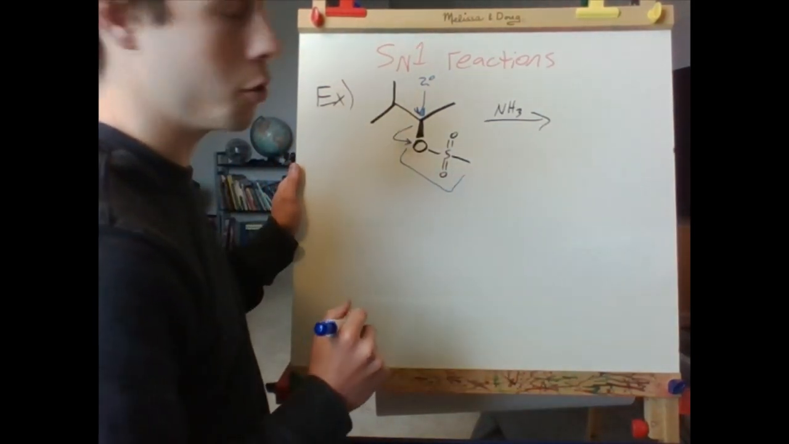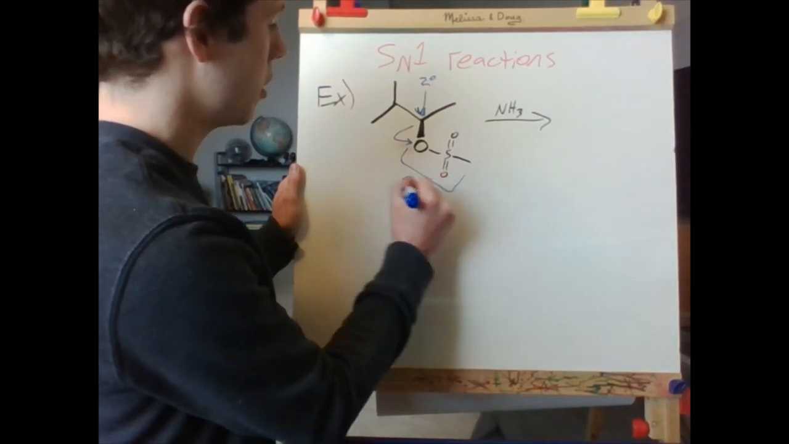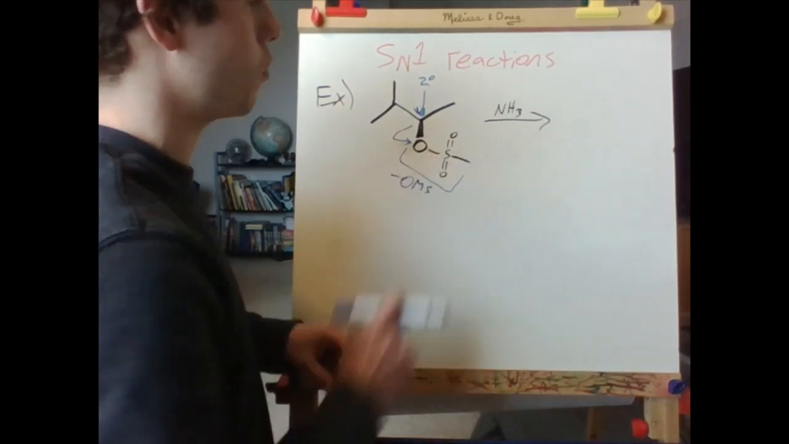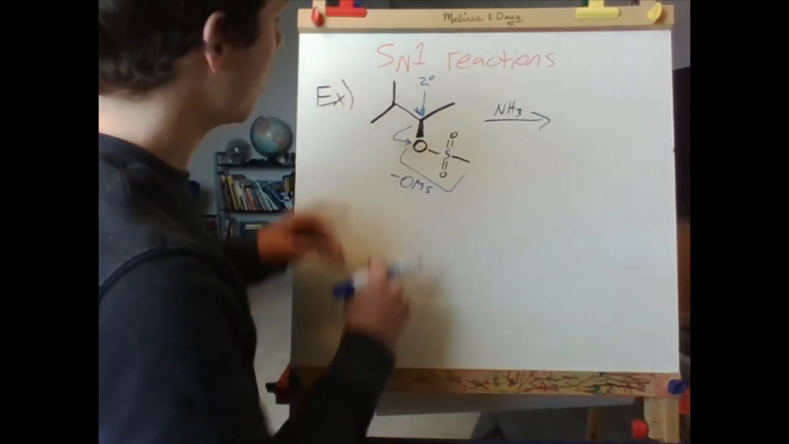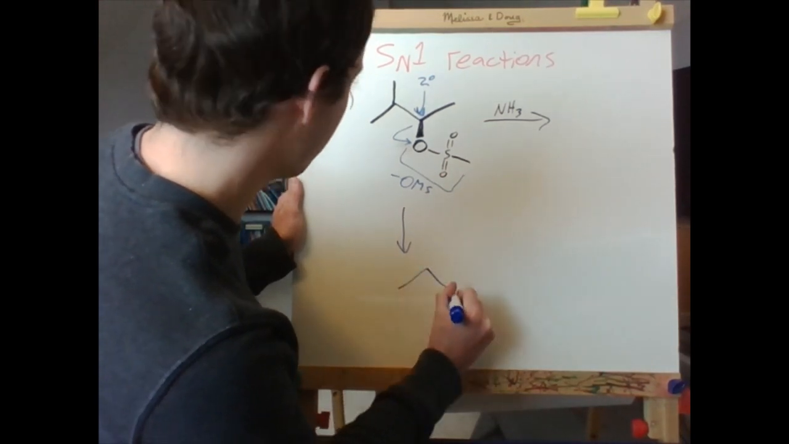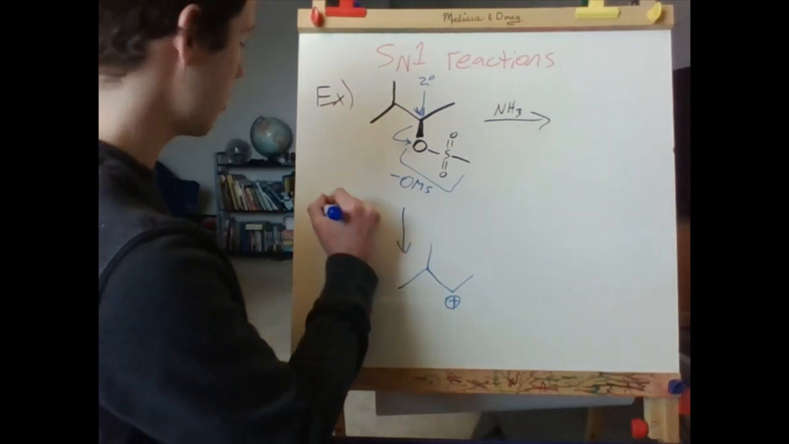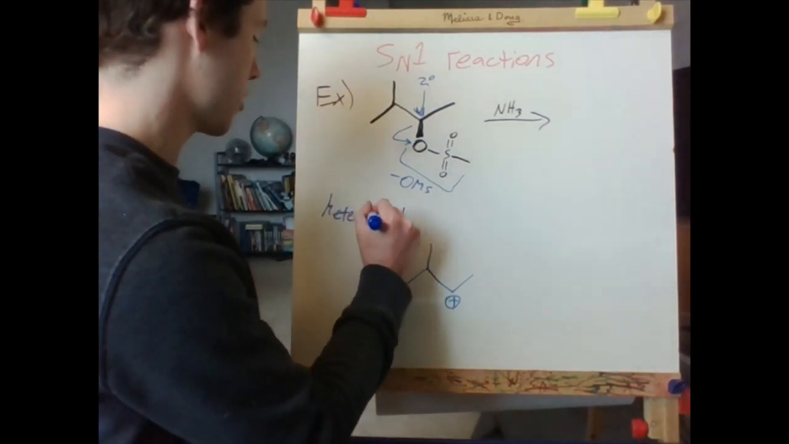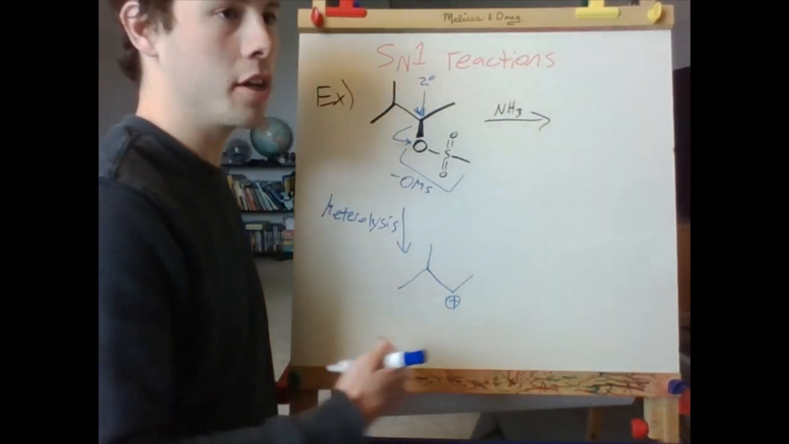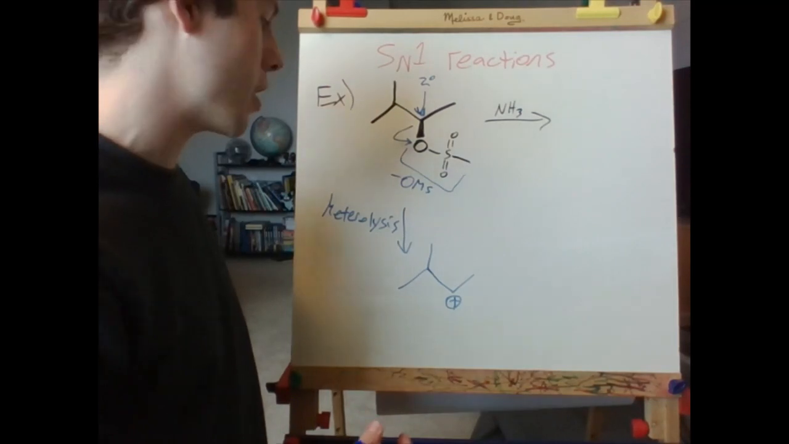Off goes our leaving group. You may also see this leaving group written as OMs, where this is a mesylate, and so this stands for the Ms part. Once that pops off, you get a carbocation intermediate that looks like this. So this is heterolysis. Once we get here, we want to think about the possibility of rearrangements. Anytime we have carbocations, we want to think about that possibility.